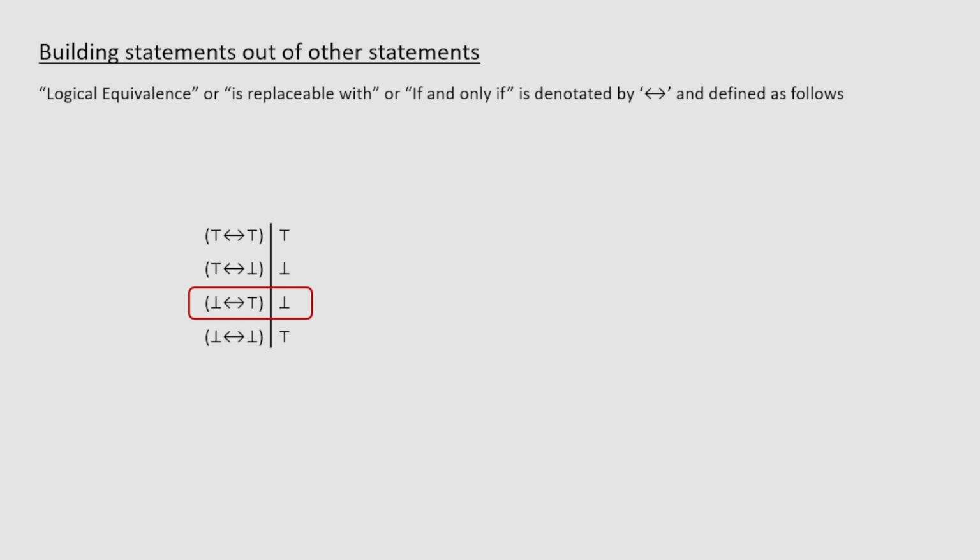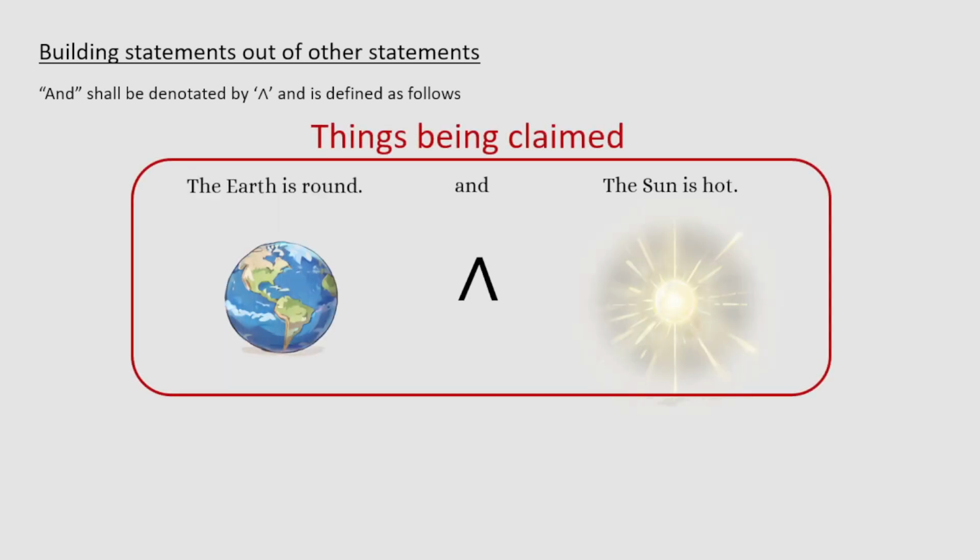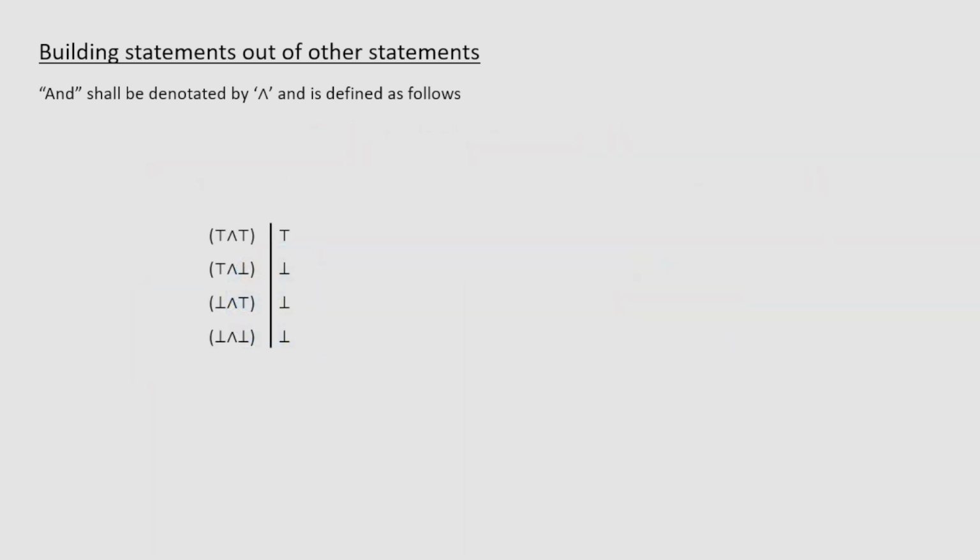There are other ways that we can build up larger statements out of smaller statements as well. One that may have occurred to you is and. So let's say that the earth is round and the sun is hot. That would be true because true and true is true. But if I say the earth is round and unicorns exist, then I'm asserting one true thing, but I'm also asserting a false thing. And so overall, the whole statement is false. More formally, we can define the and operator using this table of equivalencies. Note that the only way for an and statement to be true is if both parts are true.